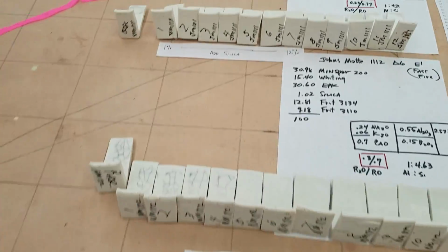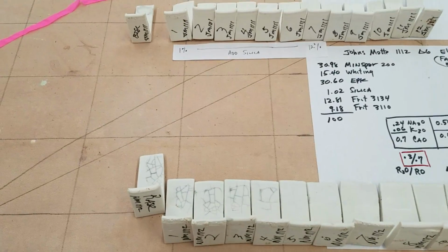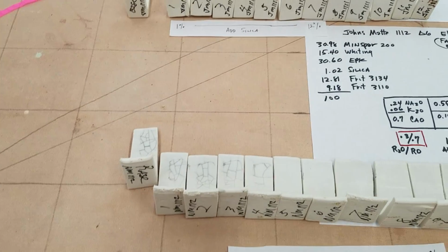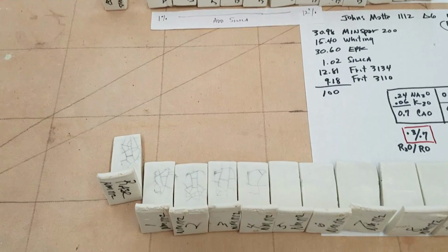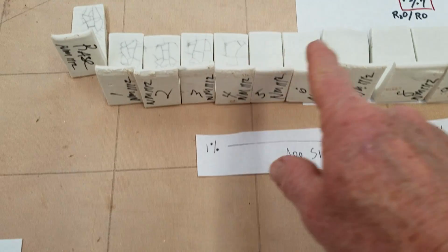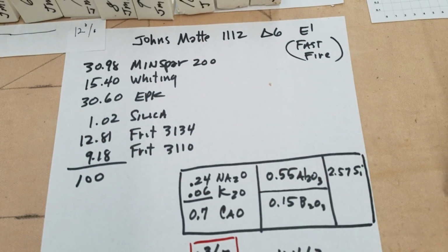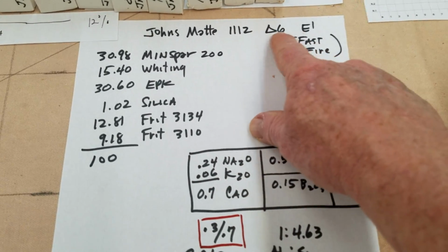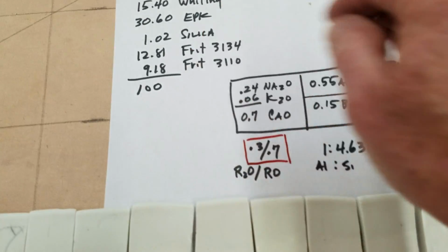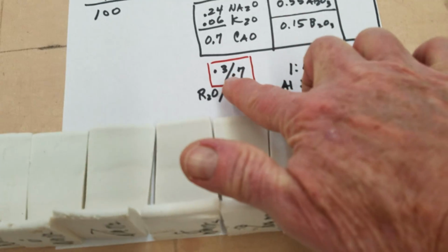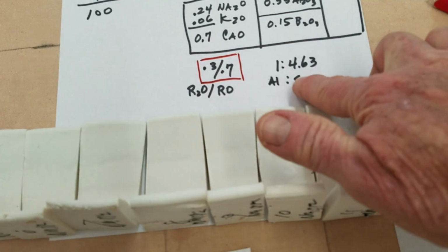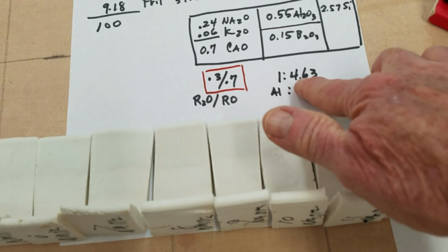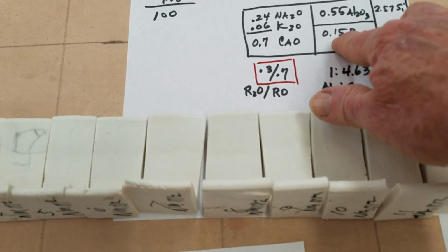Okay, so then I made up some more glazes, and then what I also do is I'll put India ink on them so I can see if they're crazing and stuff. So this one was John's Matte 1112, and I did a cone 6 fast fire. Here's the ingredients, and here's the unity molecular. So this is a 0.3 to 0.7, a 1 to 4.6. There's some boron in there, about 0.15.